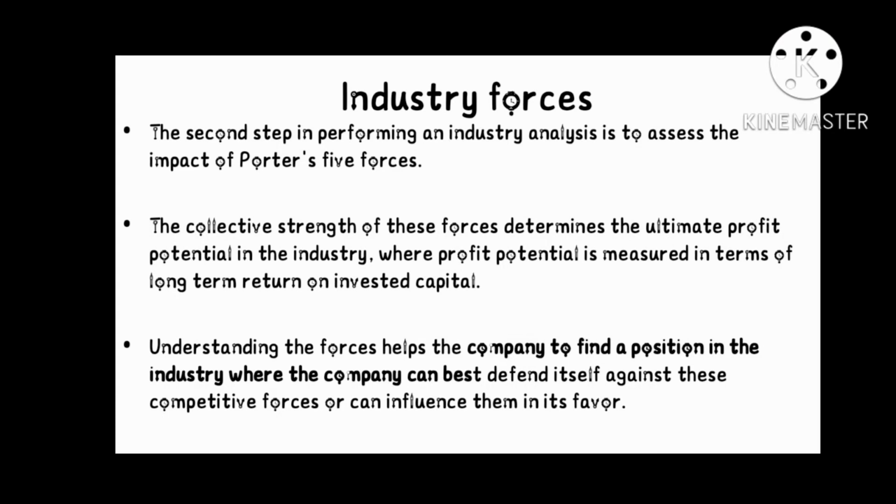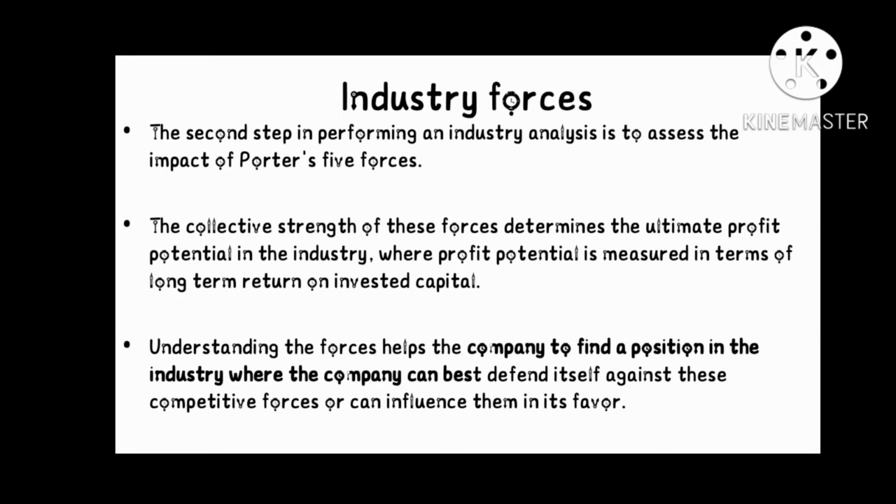In today's video, we're going to look at the industry forces. We know that after industrial analysis, the next thing is to check and assess the impact of Porter's 5 forces on the industry. The collective strength of these forces determines the ultimate profit potential in the industry. So, how much these forces have impacted your industry will determine how much profit you can actually gain from this industry, where profit potential is measured in terms of long-term return on invested capital.